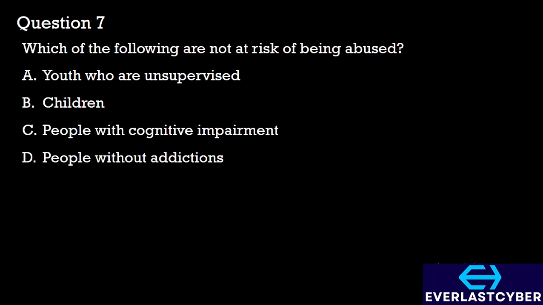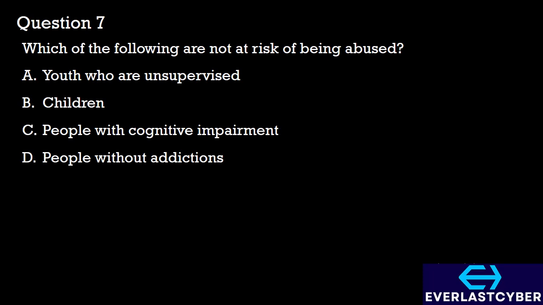Unsupervised youth, especially in high-risk environments, are more vulnerable to various forms of abuse, including physical, sexual, and emotional abuse. Children are also vulnerable to abuse due to their dependence on caregivers for protection, guidance, and basic needs. Individuals with cognitive impairments may have difficulty recognizing, understanding, or escaping abusive situations, making them more susceptible to different forms of abuse.